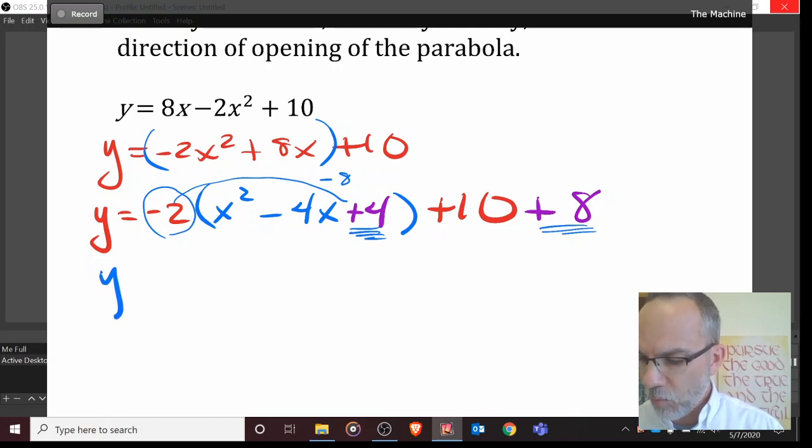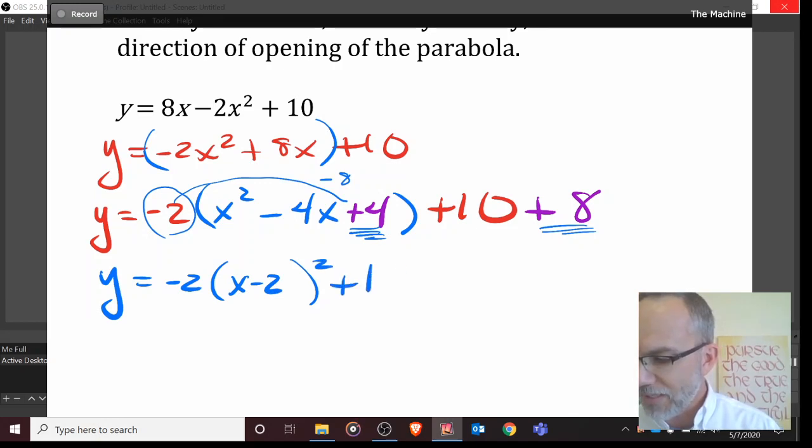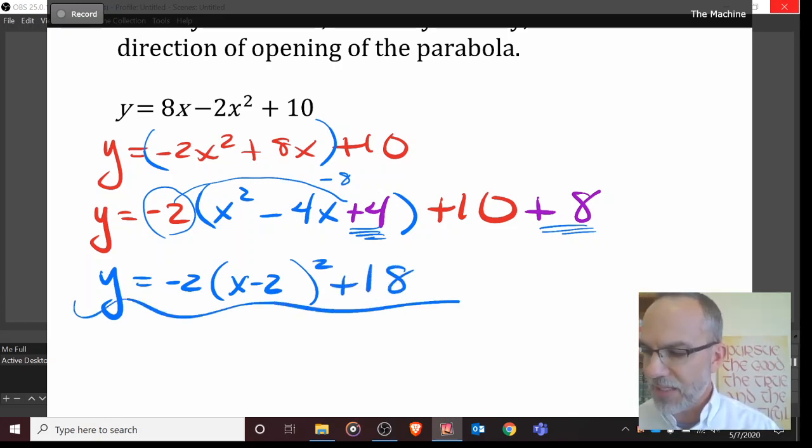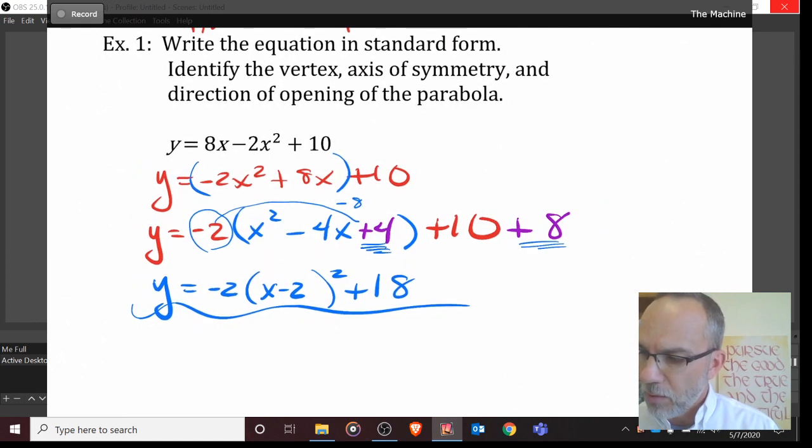Okay, so now I get y is equal to negative 2. This factors down into x minus 2 squared plus 18. Now I've got it into pieces where I can get what I want. Their standard form, I've answered that one. Identify the vertex. The vertex is h, k, so that's going to be 2, 18.